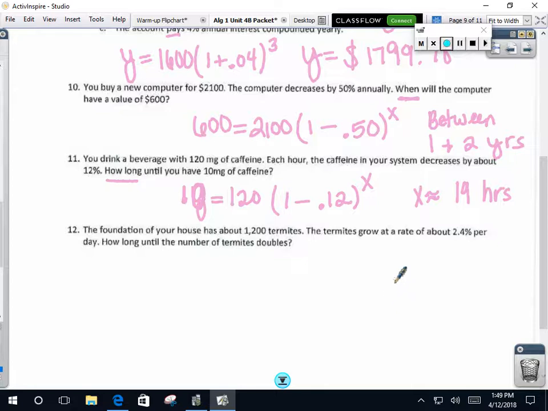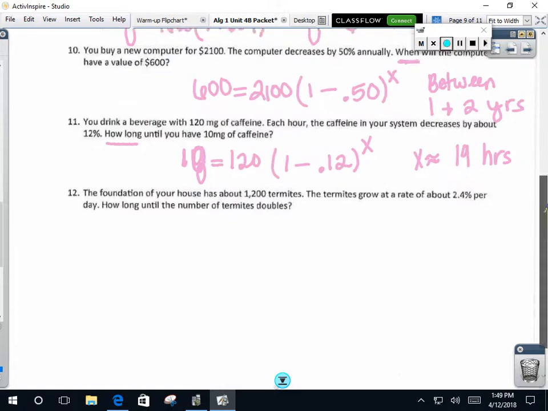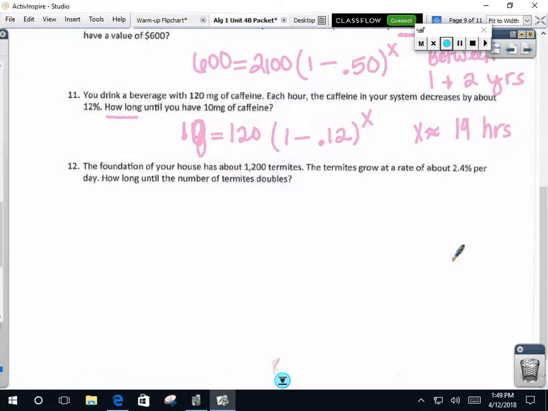All right, number 12. The foundation of your house has about 1,200 termites. The termites, you know, they're the things that eat wood. The termites grow at a rate of about 2.4% per day. How long until those termites double? So y equals, what's the starting value? Right? And then is it a growth or a decay? Growth. It has the word grow.